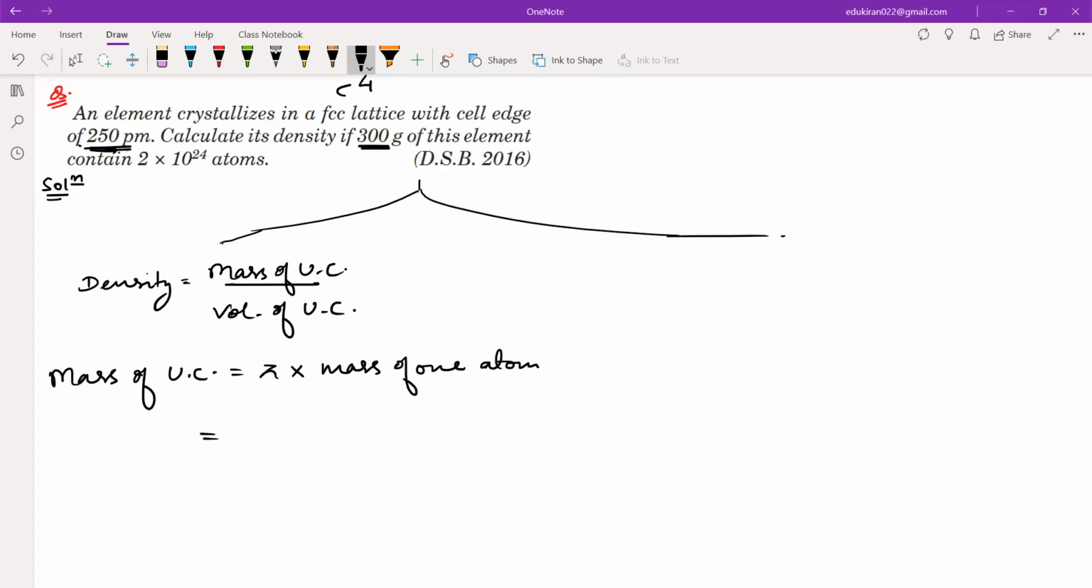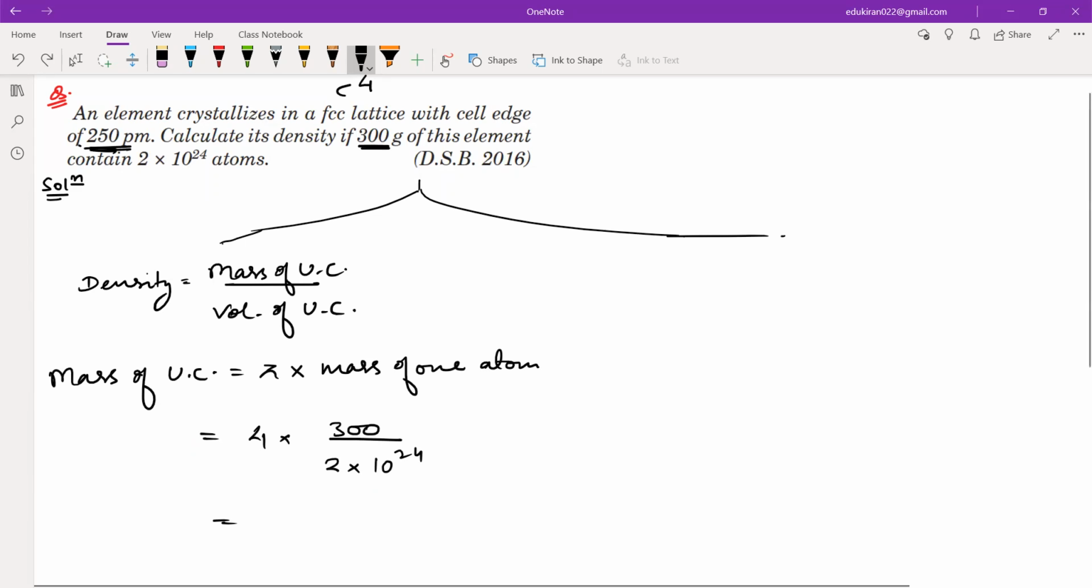So mass of unit cell you must have got as 4 into the mass of one atom, which is 300 by 2 into 10 to the power 24, right? Anna, so this will come how much? 250 pm we have to convert to centimeter, right? So it will be centimeter only. Sorry, the unit will be centimeter cube, right? Ideally the unit should be centimeter cube, but that depends on how you are calculating.